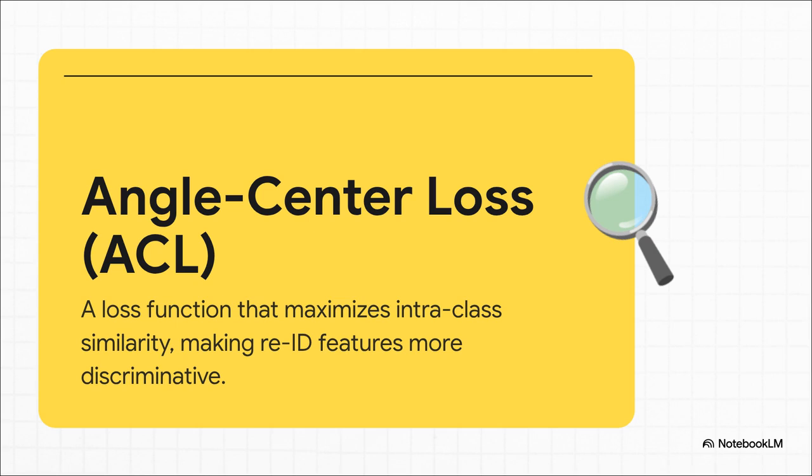Second, they basically made the AI a better judge of character. They used a new training technique called angle center loss. Think of it like a really tough training exercise that forces the AI to focus on the tiniest little details that make each person unique. This dramatically cut down on the confusion between people who looked similar.